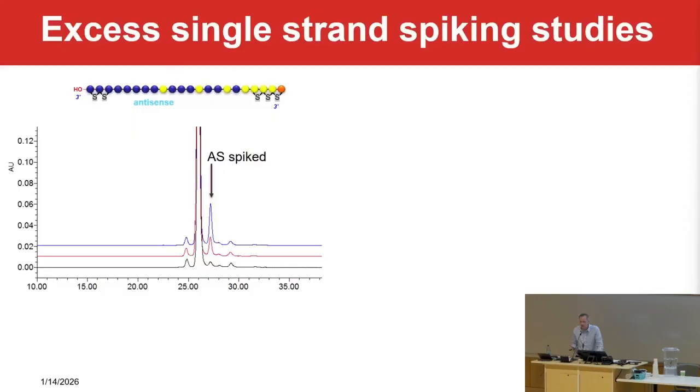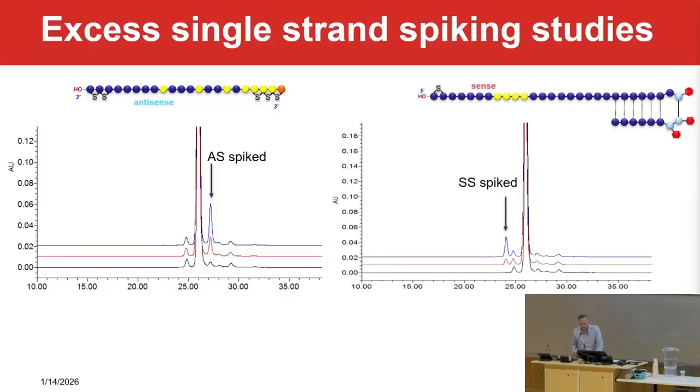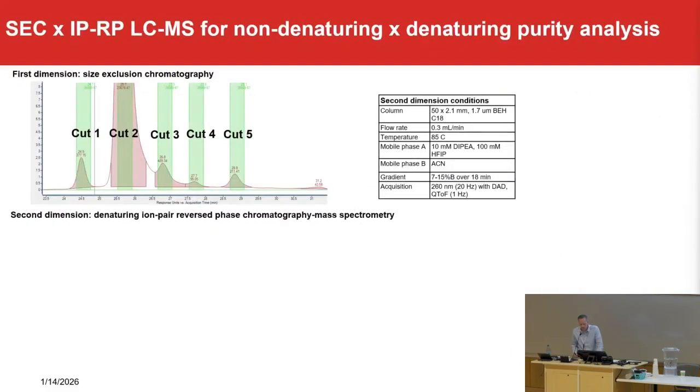Obviously, we can do spiking studies with known compounds to make sure it's not something we already know. So I spiked an extra antisense, which is a single strand. One of the two single strands is in the duplex. I also spiked in the sense strand, and neither of these were our unknown peak. So we used 2DLC with a mass spec compatible ion pair reverse phase modality in the second dimension to try to characterize this unknown peak that's in the high molecular weight region of our SEC chromatogram.